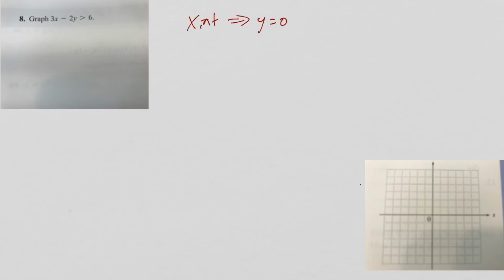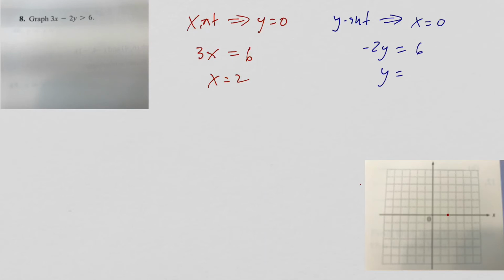Okay, if you want to find the x-intercept, we'll set the y equal to 0, and we'll say that 3x equals 6, well, it changes to an equals. So x equals 2, that's the x-intercept. And then to find the y-intercept, we'll set the x equal to 0. So negative 2y equals 6, I'll change that to an equals. So y is equal to negative 3.